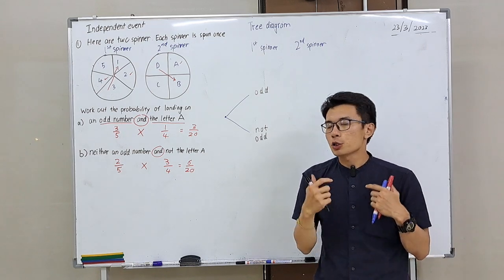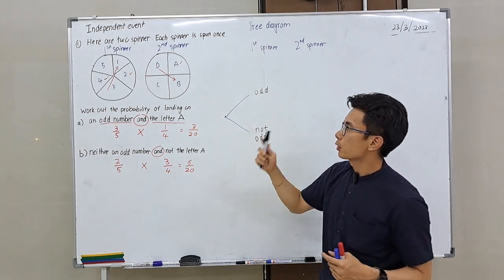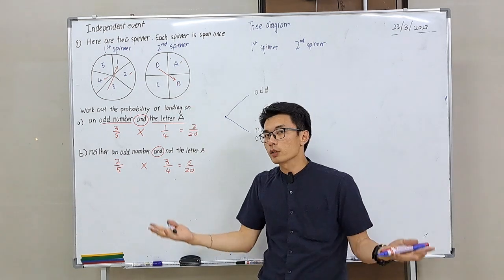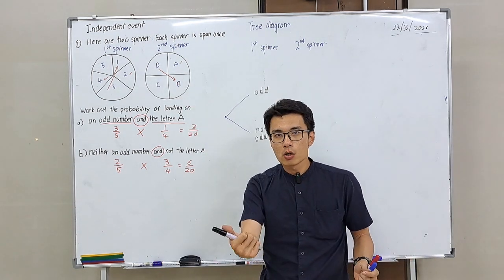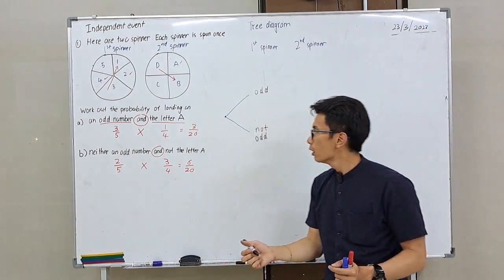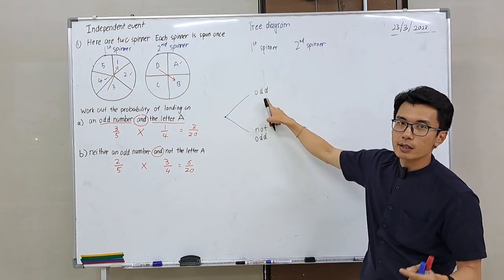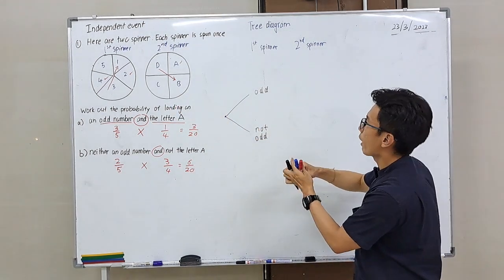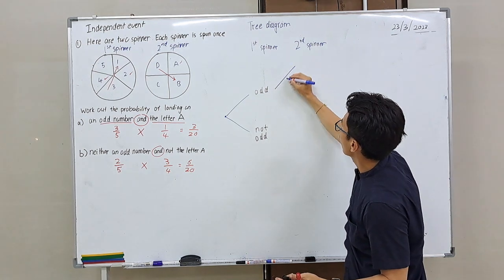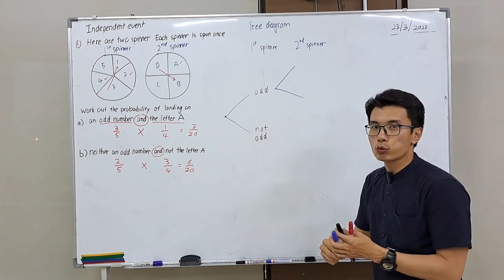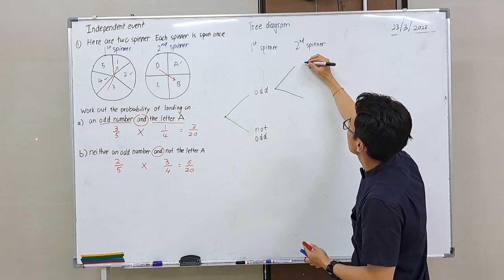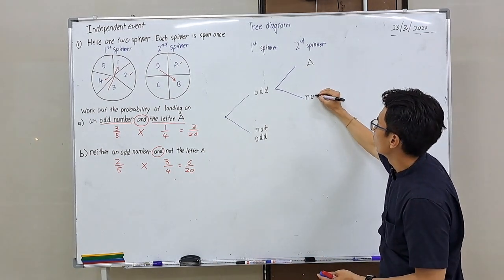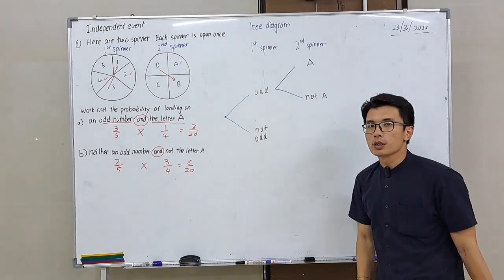Now the event that I'm interested in my second spinner is if I will get the letter A or if I don't get A. So it's either A or not A. Okay? So if the first time I get is odd, what is the outcome that I can get for my second spinner? So I have two options again. So I'm going to branch up again. I will get the letter A, and also I will get not A over here.